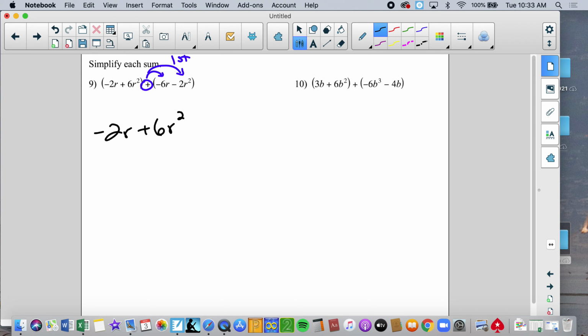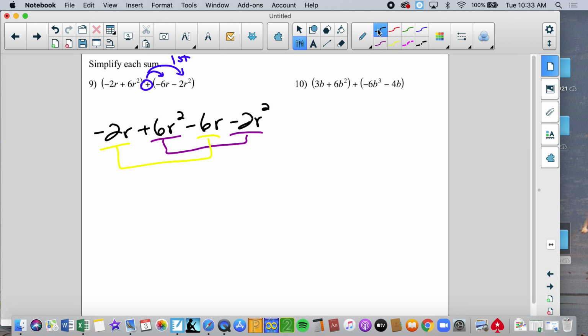Then we're going to take a positive 1 times a -6r, which keeps it as -6r, and positive 1 times -2r squared, which keeps it as -2r squared. Now we're going to look for like terms. There are no parentheses. They've been removed because we've distributed. And let's combine those like terms.